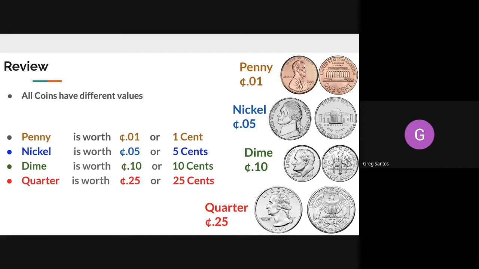All right, all coins have different values. So the penny is worth 1 cent, the nickel is worth 5 cents, the dime is worth 10 cents, and the quarter is worth 25 cents.